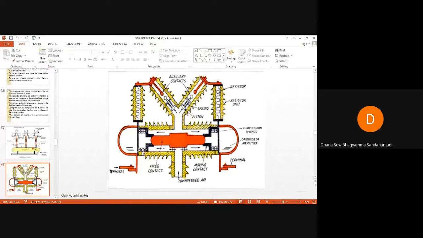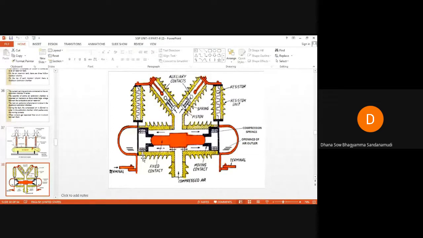On each double arc extinction chamber there will be an air outlet. So as soon as the moving contact opens, this air outlet will be closed. So pressure inside this chamber will build. Both the air outlets, this is an air outlet, this is also an air outlet, both will be closed. So pressure within the chamber will build up. This high pressure air is not allowed to go out because all the openings are closed.